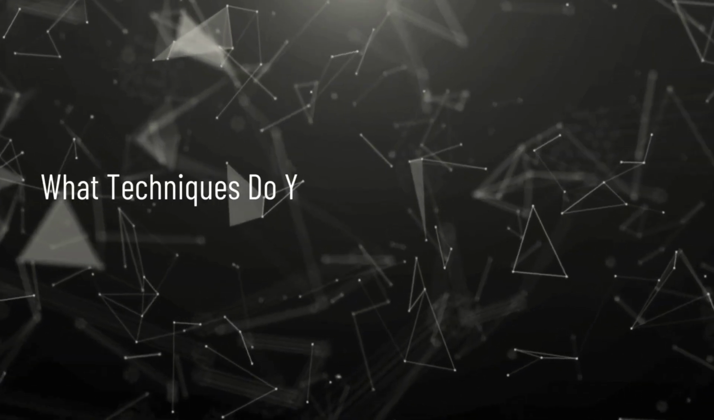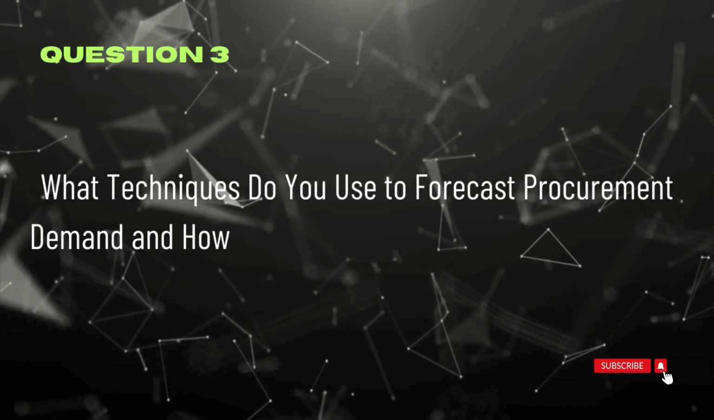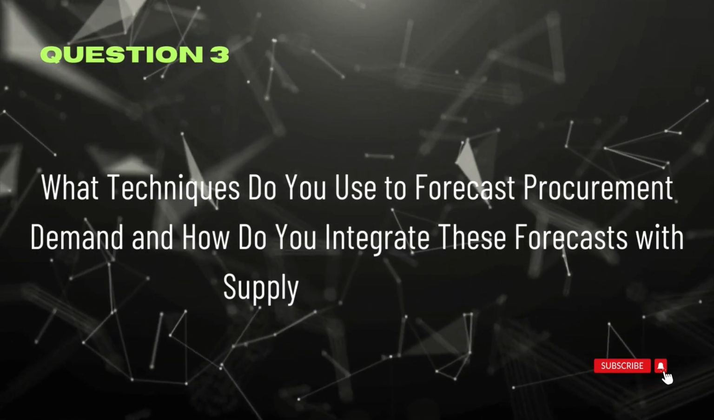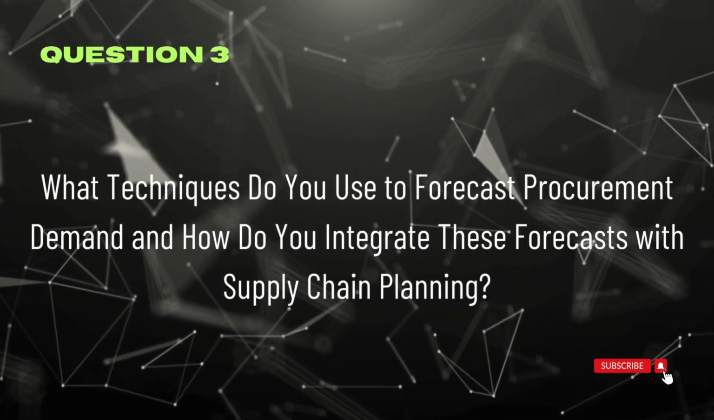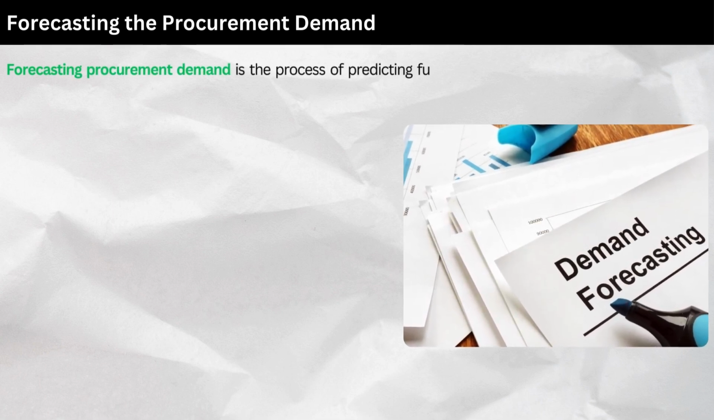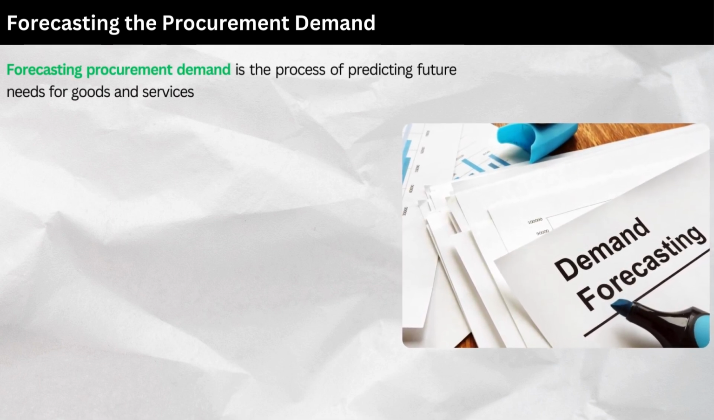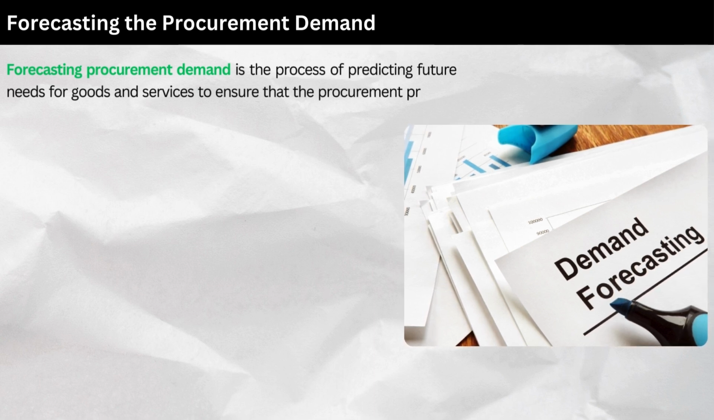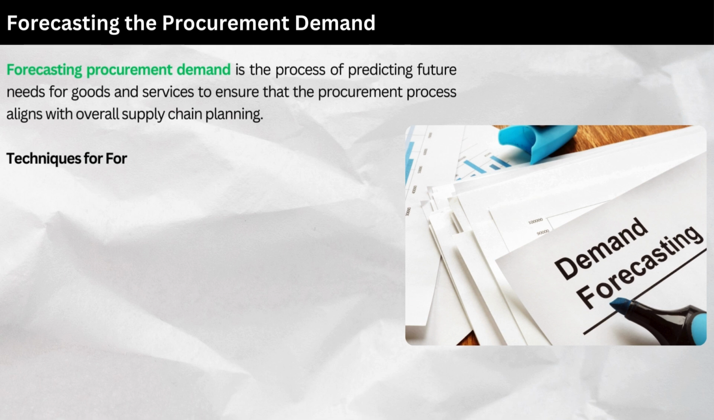Question 3. What techniques do you use to forecast procurement demand and how do you integrate these forecasts with supply chain planning? Forecasting procurement demand is the process of predicting future needs for goods and services to ensure that the procurement process aligns with overall supply chain planning. Techniques for forecasting procurement demand.